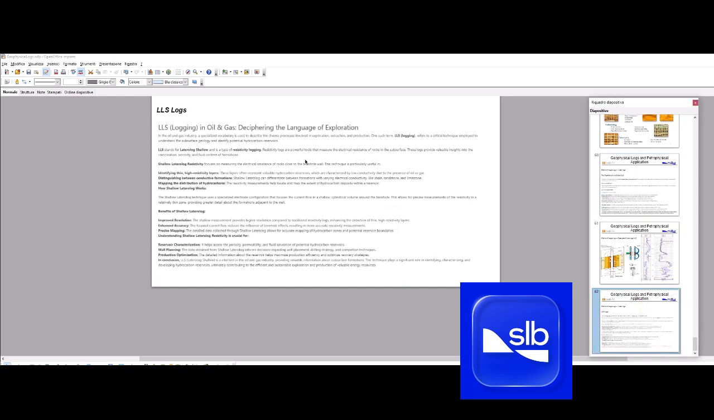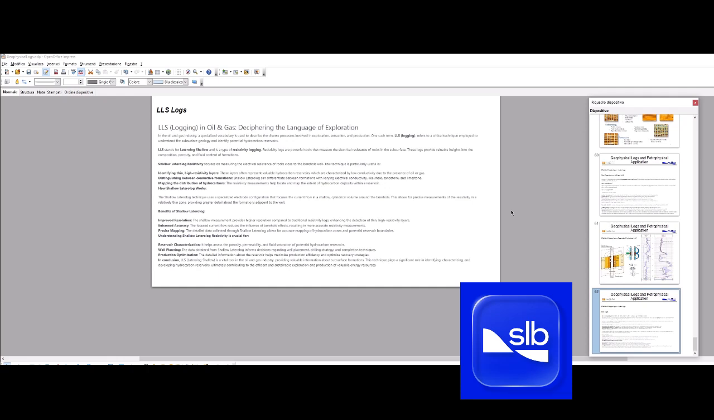LLS log is another type of lateral log. It is referred to as a critical technique employed to understand the subsurface geology and hydrocarbon reservoirs. Lateral shallow log, LLS, means lateral shallow log, is a type of resistivity log. Shallow lateral log resistivity is focused on measuring the electrical resistance of rock close to the wellbore wall, inside the wellbore wall.